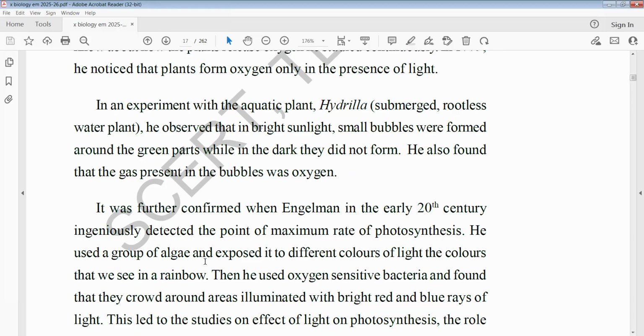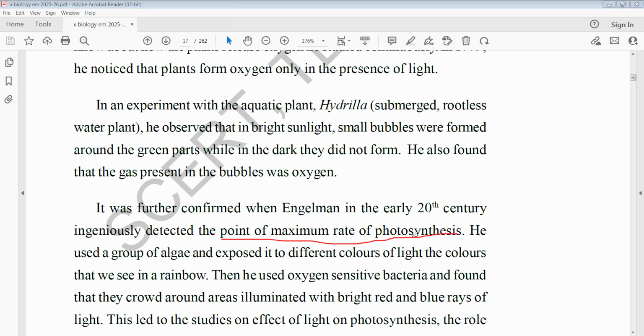Another scientist came forward, Engelmann. He detected the maximum rate of photosynthesis. He used a group of algae and exposed them to different colors of light, the colors that we see in a rainbow. Photosynthesis is carried out by using the sunlight.